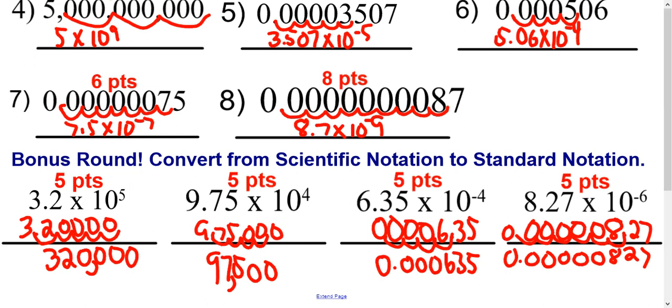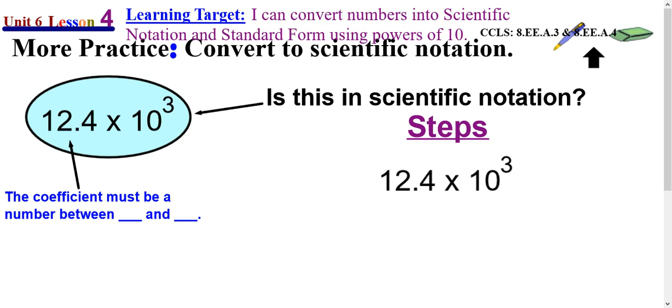Next page. All right. So a lot of times they give you a number that is not in scientific notation. And this number right now is not in scientific notation. Remember, the coefficient in the front, the first number, is the coefficient, right? So this number here, that 12.4, can't be 12.4. It has to be a number between 1 and 10.